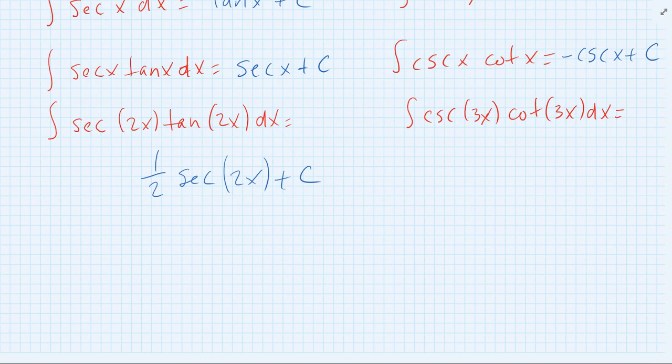What's the integral of cosecant of 3x cotangent of 3x? What's the a? 3, so it's 1 over 3 cosecant of, let's do it all in one. And then because there's no negative, it has to be negative, plus c.